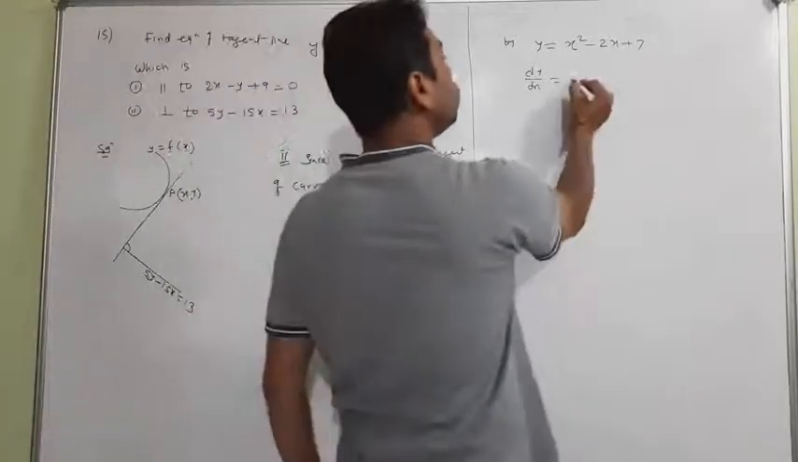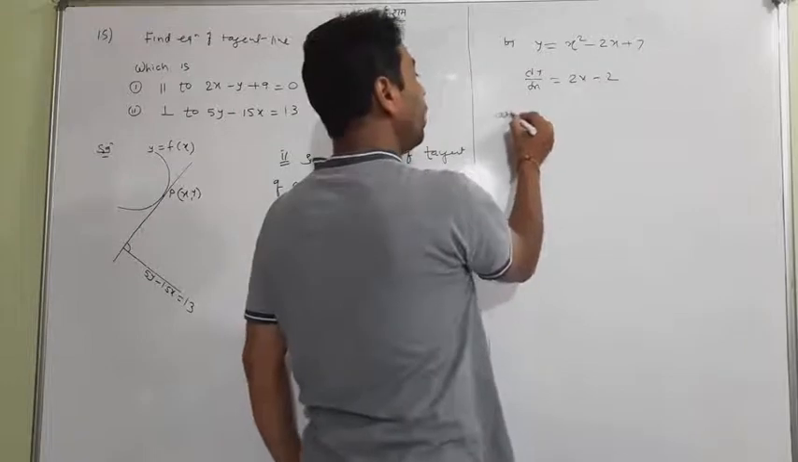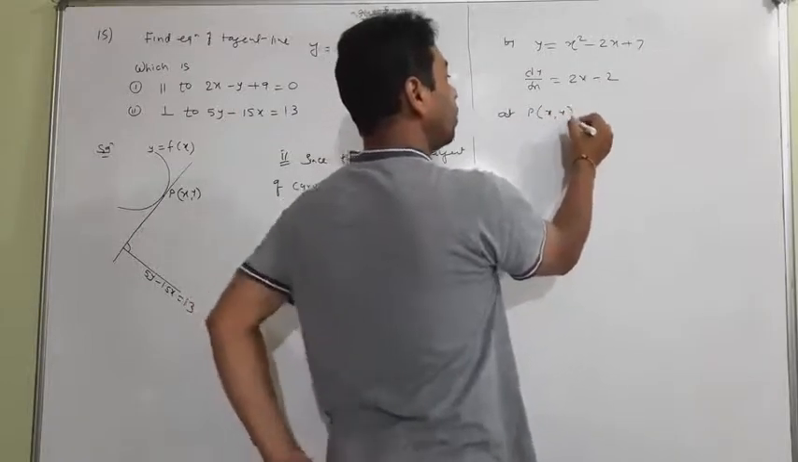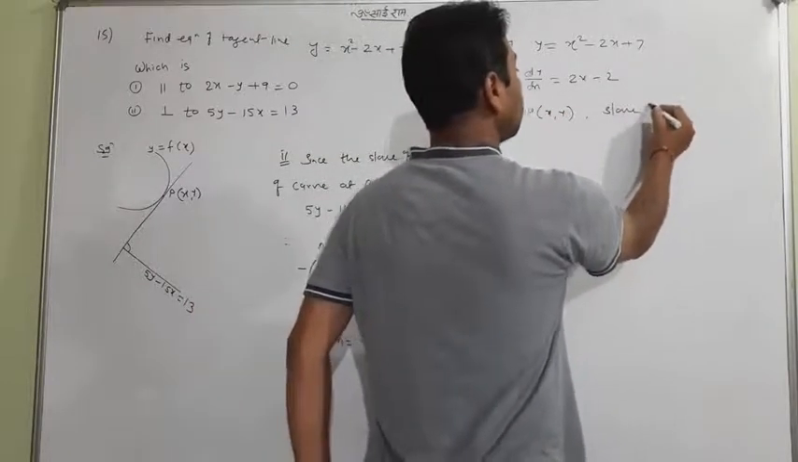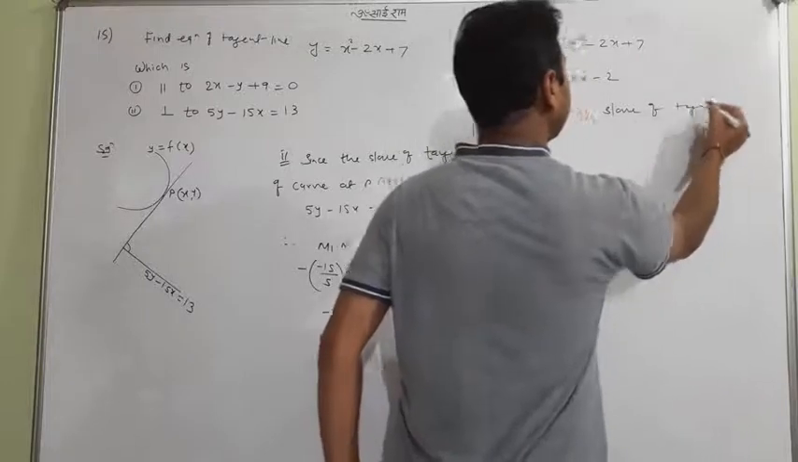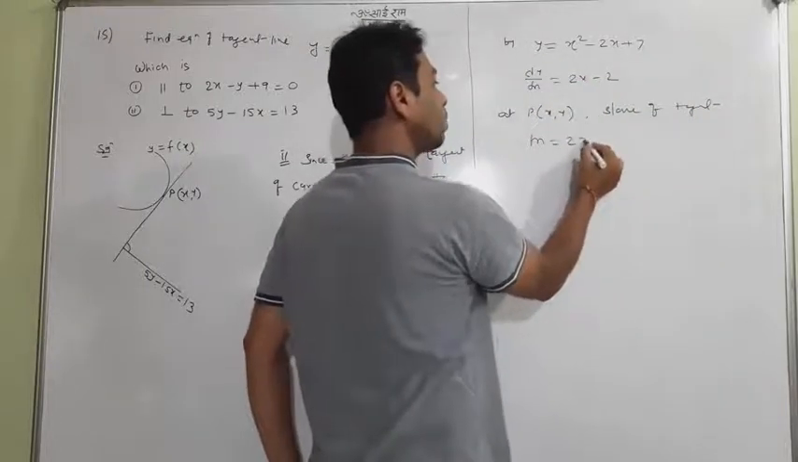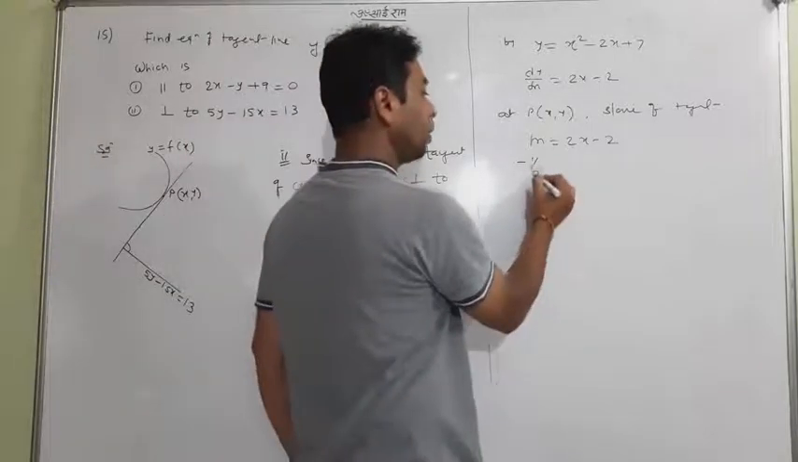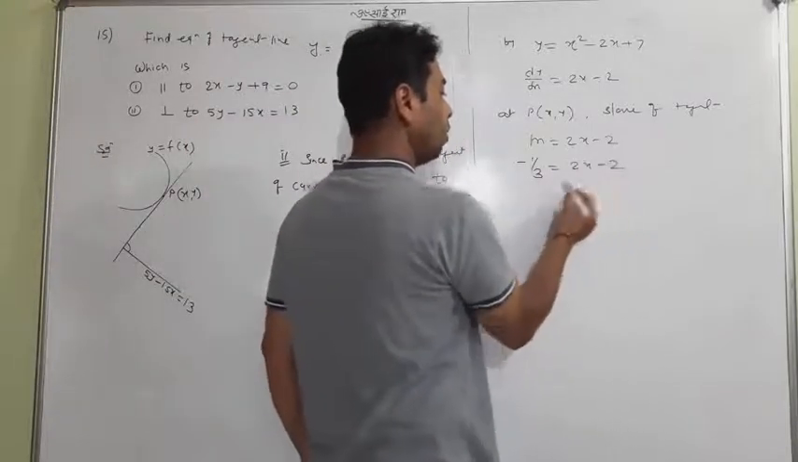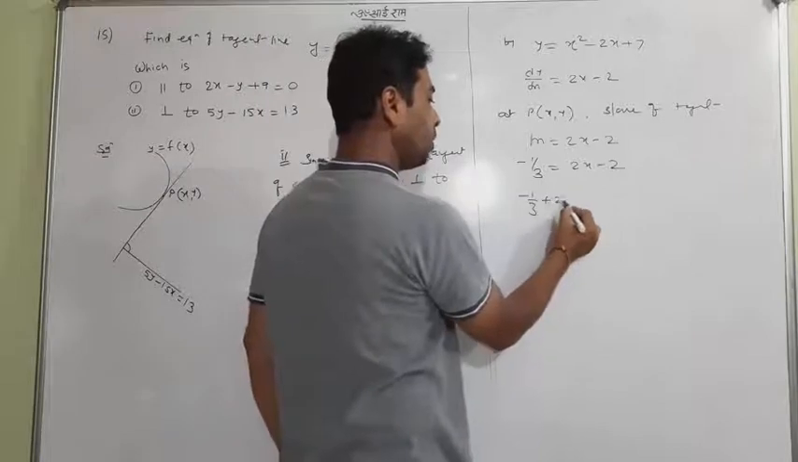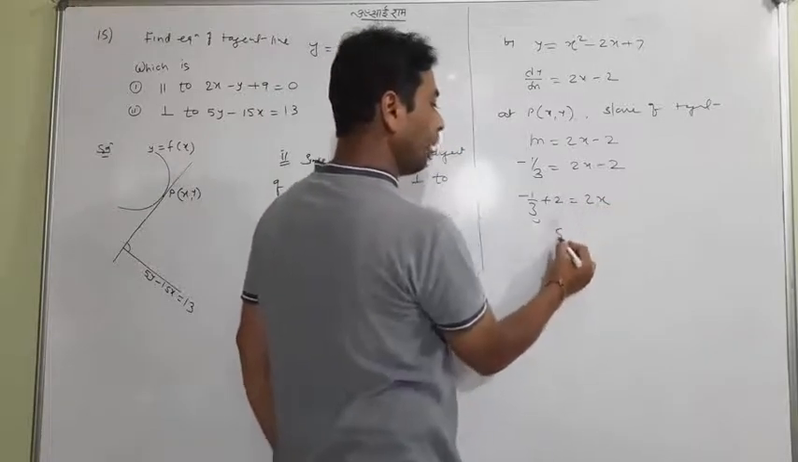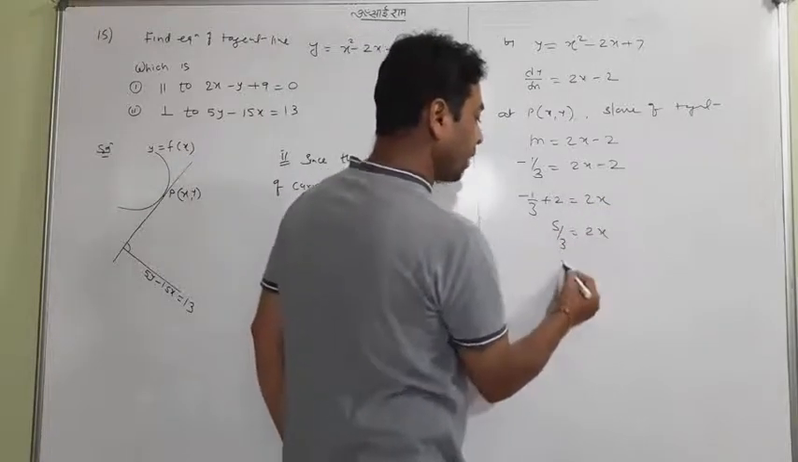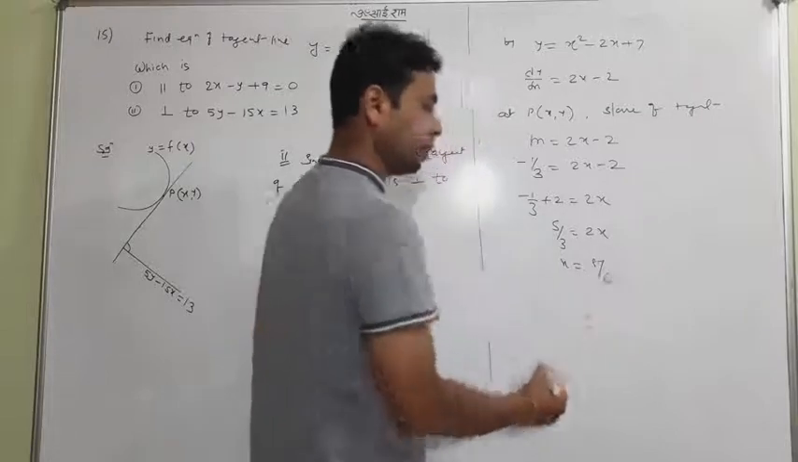And then 2x minus 2 at P(x, y), the slope of the tangent will be m is equal to 2x minus 2, where m is equal to -1/3. So -1/3 is equal to 2x minus 2. So -1/3 plus 2 is equal to 2x. So 5/3 is equal to 2x. When x is equal to, we got 5/6.